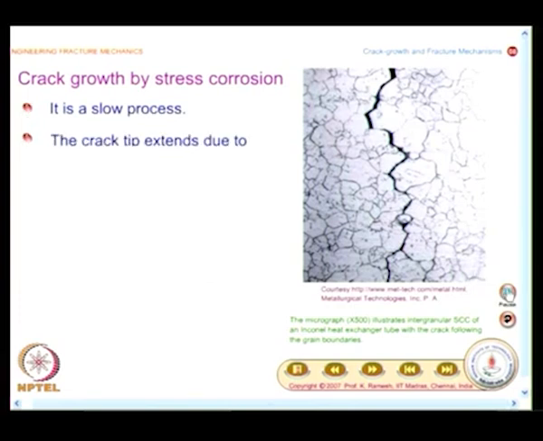This is again a crack growth, and crack growth is a slow process. And here you have a very nice magnified picture of an application. It shows intergranular SCC of an inconel heat exchanger tube with the crack following the grain boundaries. The courtesy is also given, it is from Metallurgical Technologies Incorporated, and I would magnify this picture.